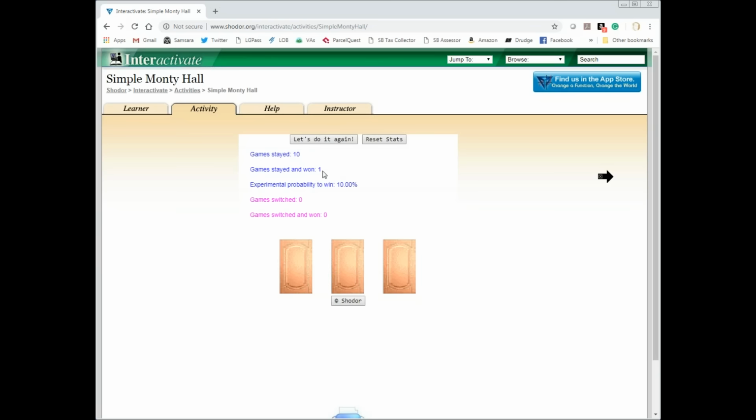So let's start over. This time we're going to switch. So I'm going to pick door number 1. I'm going to switch. I'm going to pick door number 2. Then I'm going to switch. Pick door number 3. Switch. Pick door number 1 and switch. Pick door number 2 and switch. Pick door number 3 and switch. Pick door number 1 and switch. Pick door number 2 and switch. Pick door number 3 and switch. Pick door number 1 and switch.